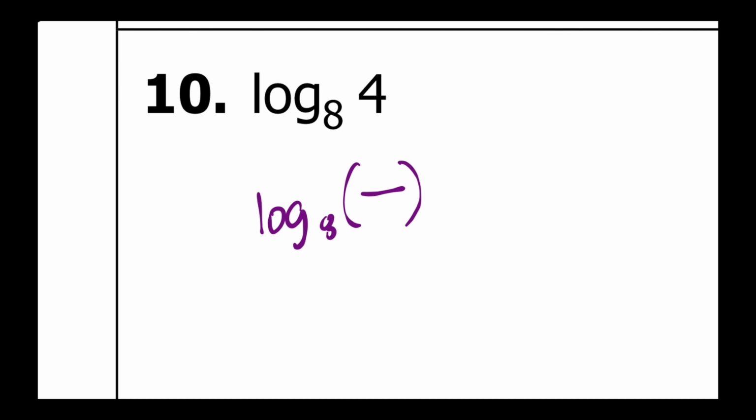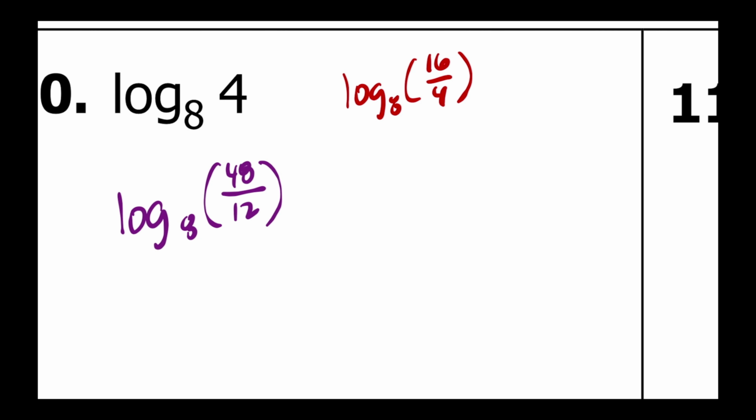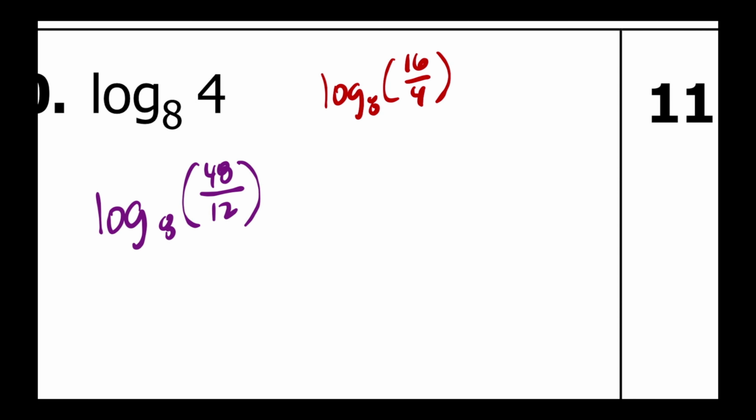So what gives me 4? There's an unlimited amount of things we can do. We can do 48 over 12. That gives me 4, right? We can do log base 8 of, what's another quotient? 16 divided by 4. Yep. 2 over 2? No, that's 1, right? Just give me a quotient like log base 8 of, something that divides, and the answer is 4. 36 and 9, very good. 36 over 9, that works too.